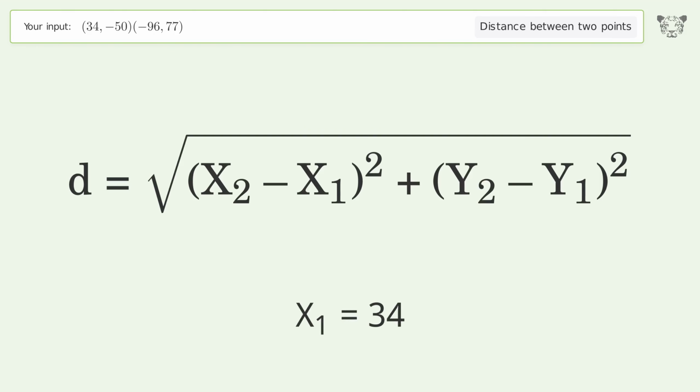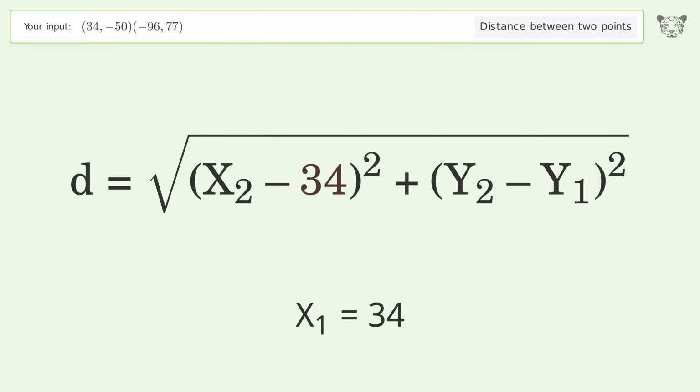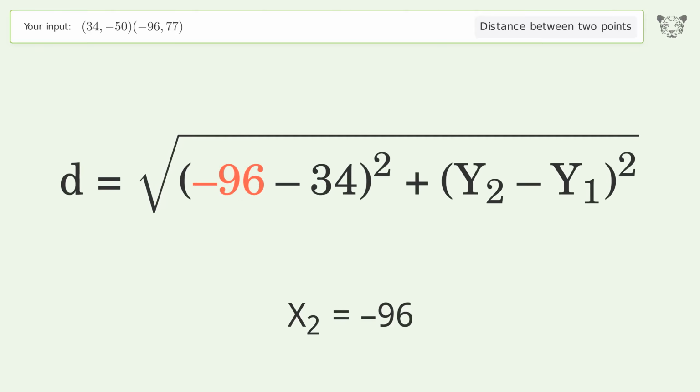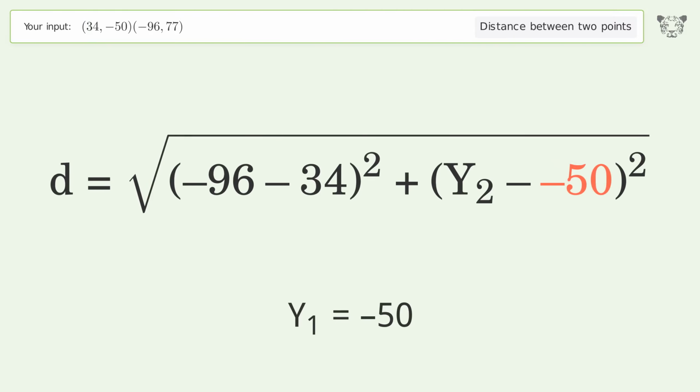x1 equals 34. x2 equals -96. y1 equals -50. y2 equals 77.